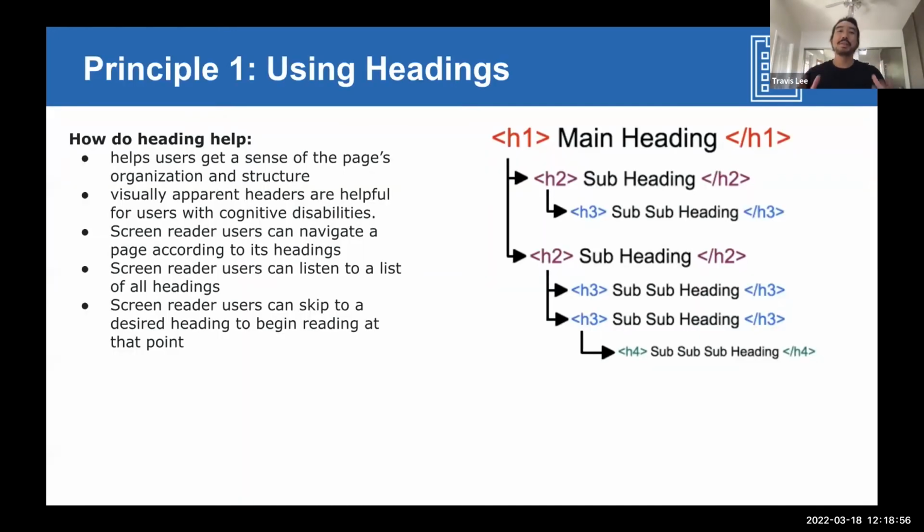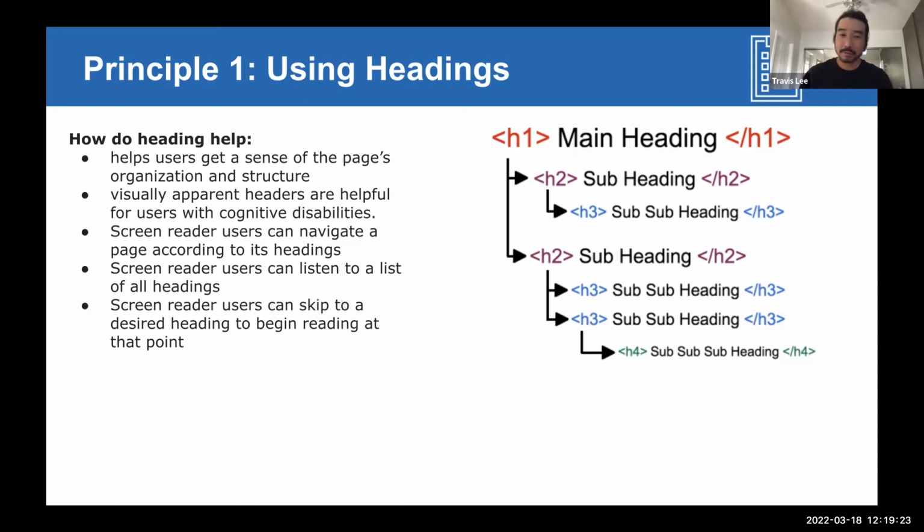Okay, the first principle is using headings. So you saw Sal's screen reader. He pulled up a list of all the headings. It's a very practical way for people who have assistive technology to navigate the page. Just as sighted users, we don't read everything in the newspaper. We look for headers and skim down to where we want to read. Same thing for blind people. They want to know where the headers are. So it helps users understand the page's organizational structure.